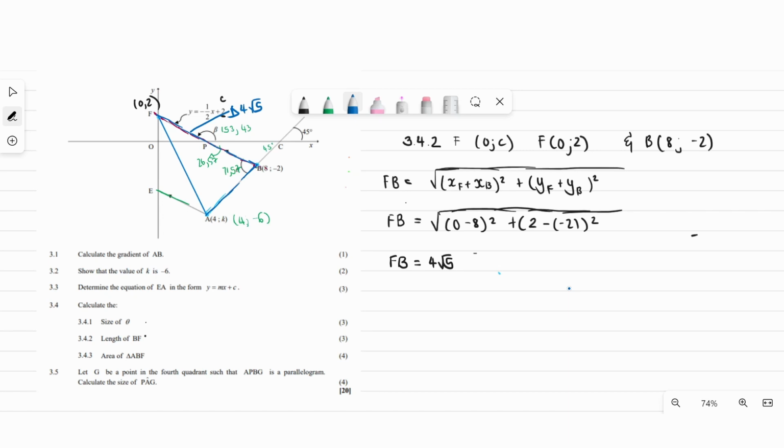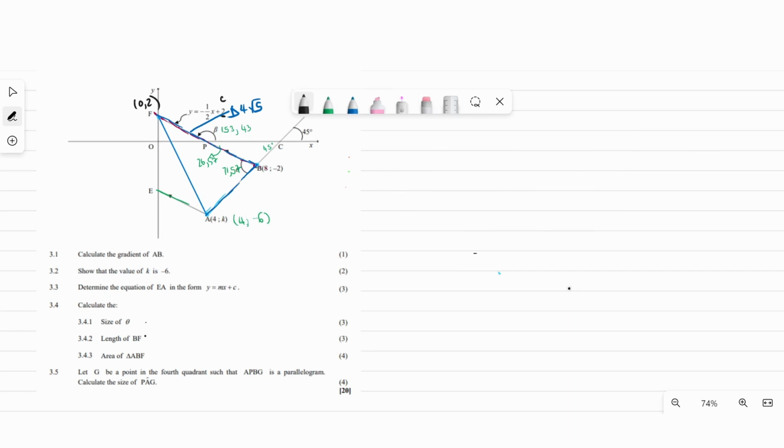We can actually use the area rule to find the area of this. Using the area rule, the formula is half ab sine theta. In this triangle, it's always the angle in between the two sides, so the two sides where the angle is in between them. So in our case, the area is going to be equal to half AB multiplied by FB sine of this angle.